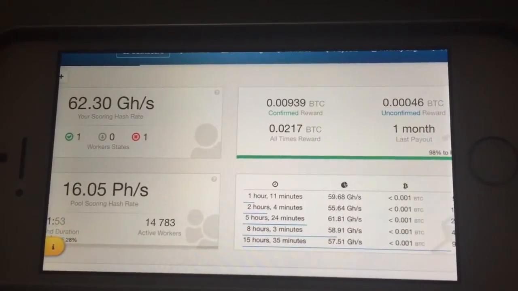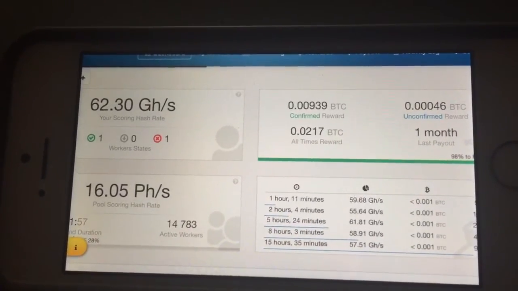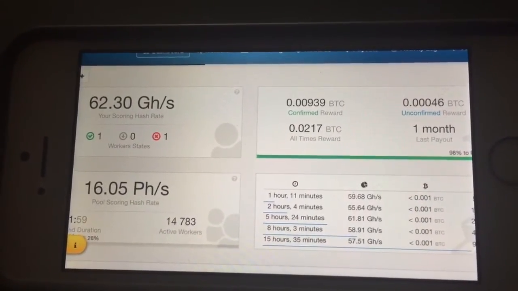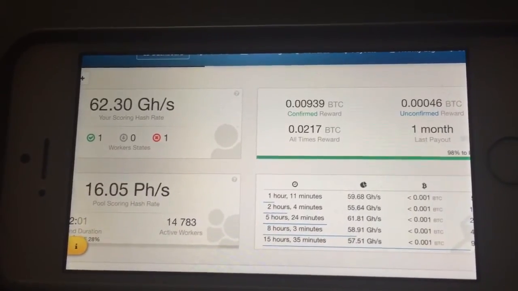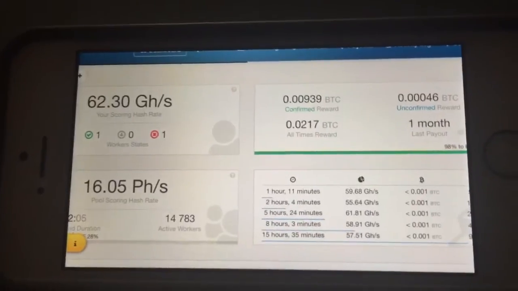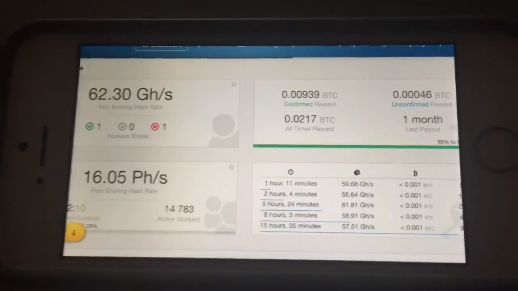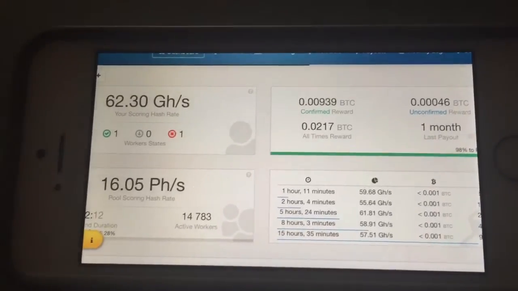And if the Bitcoin difficulty stays pretty leveled, I should be getting 0.02 in Bitcoin every month. That's if the difficulty stays very stable. But I have a bad feeling it's going to go up.